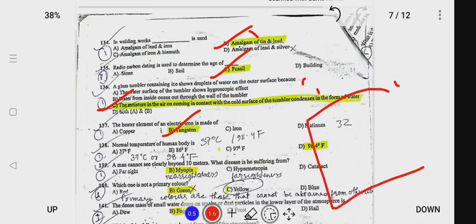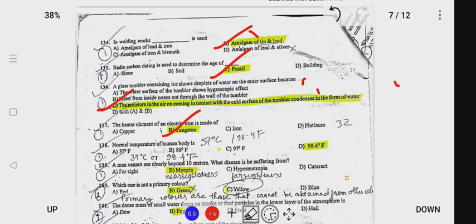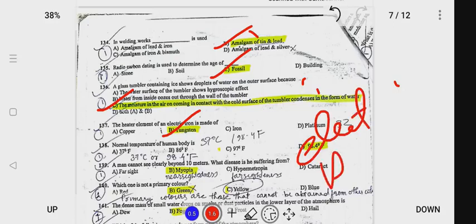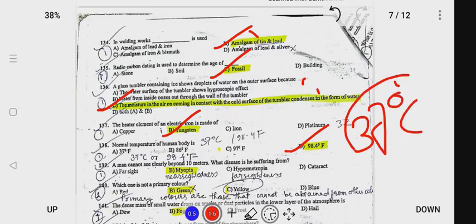Next, the heater element in an electric iron is tungsten. It is also used in electric bulbs, light bulbs. Next, the normal temperature of the human body is 98.4 degrees Fahrenheit or 37 degrees Celsius. Very important. 37 degrees Celsius or 98.4 degrees Fahrenheit.